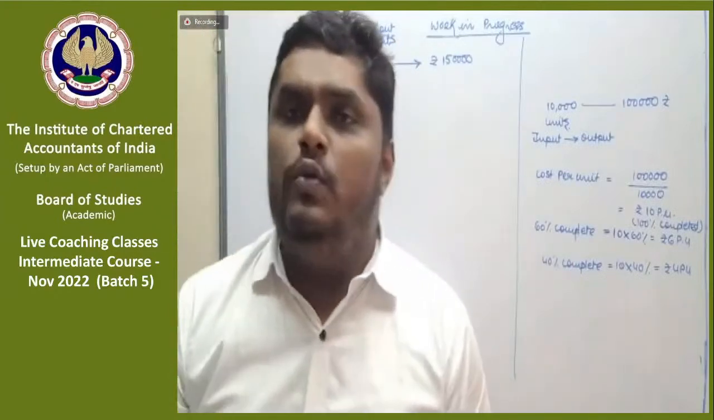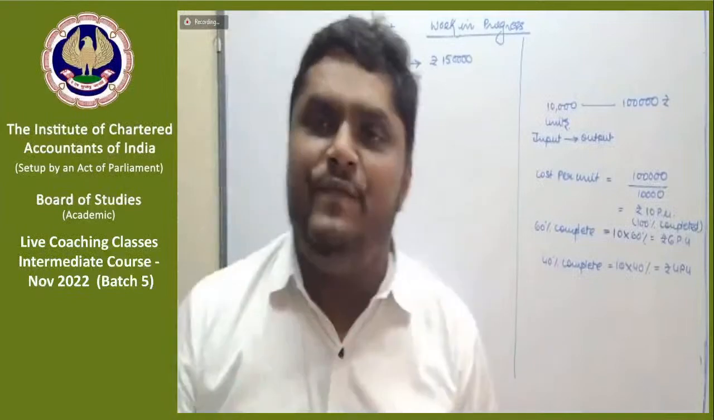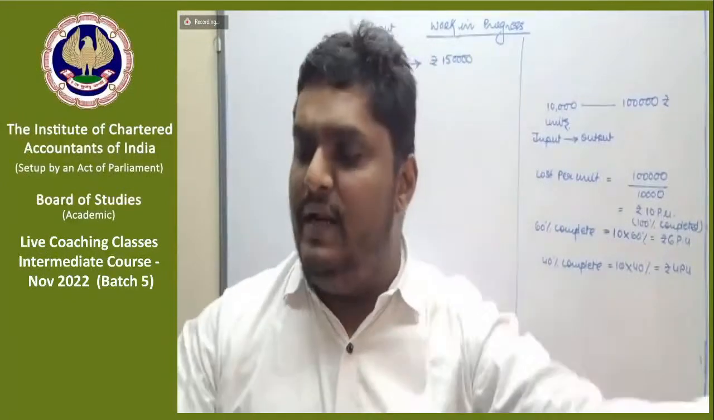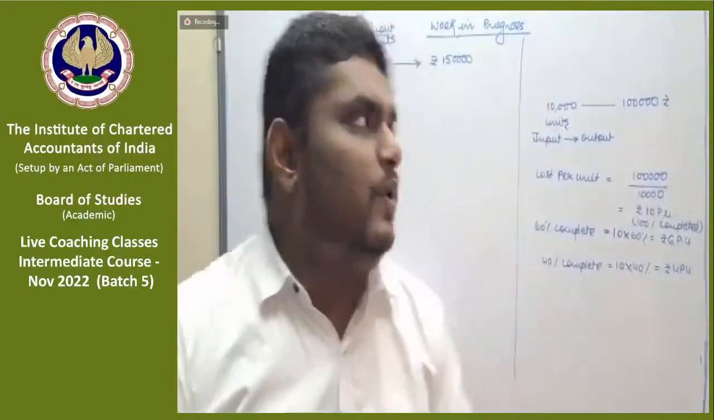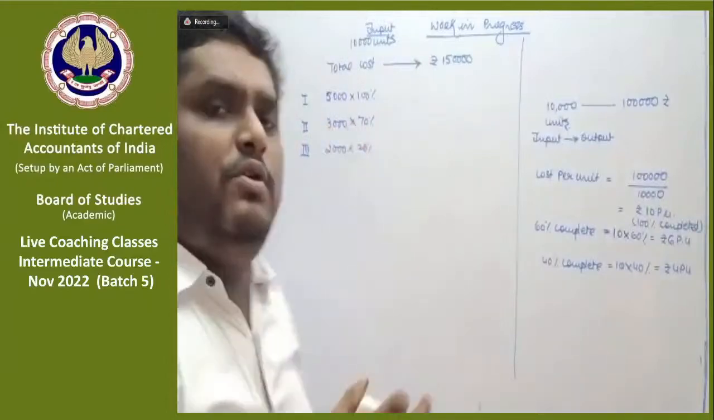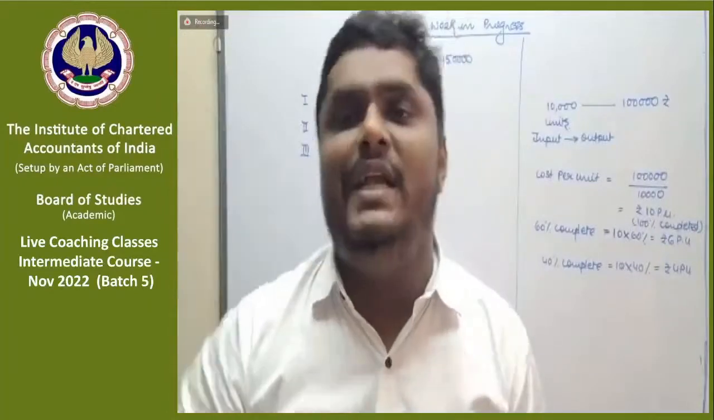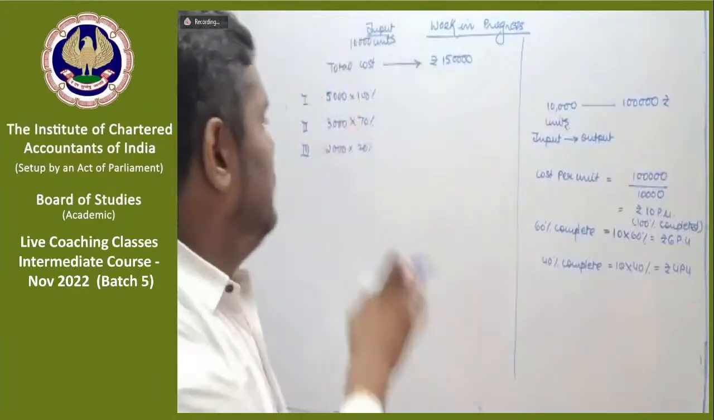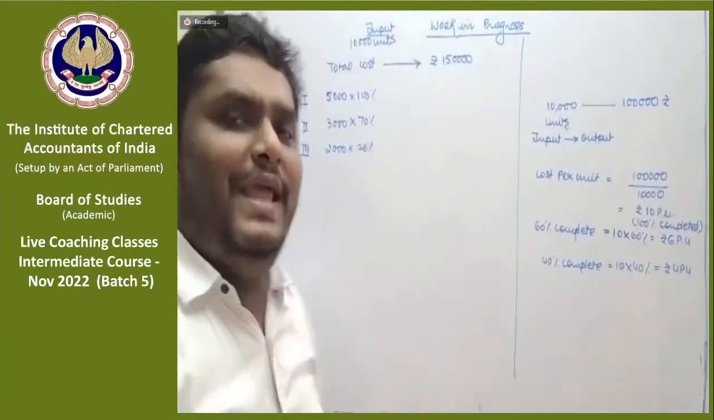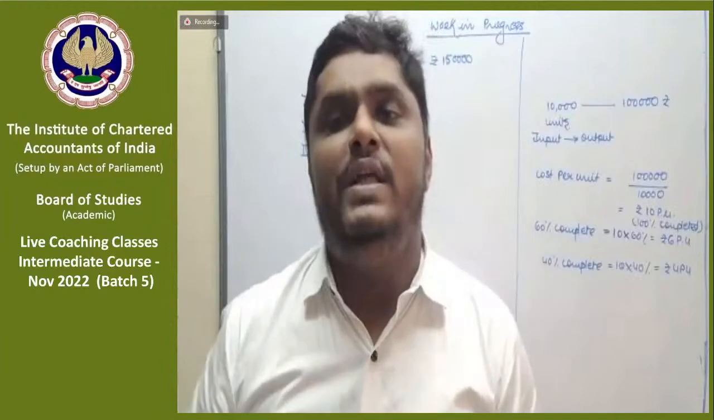Wherein we have got the output as follows. That is 5,000 units are 100% complete and they are transferred to the next process. 3,000 units are still in process and they are 70% completed till now. 2,000 units are again still in process and they are 20% complete.